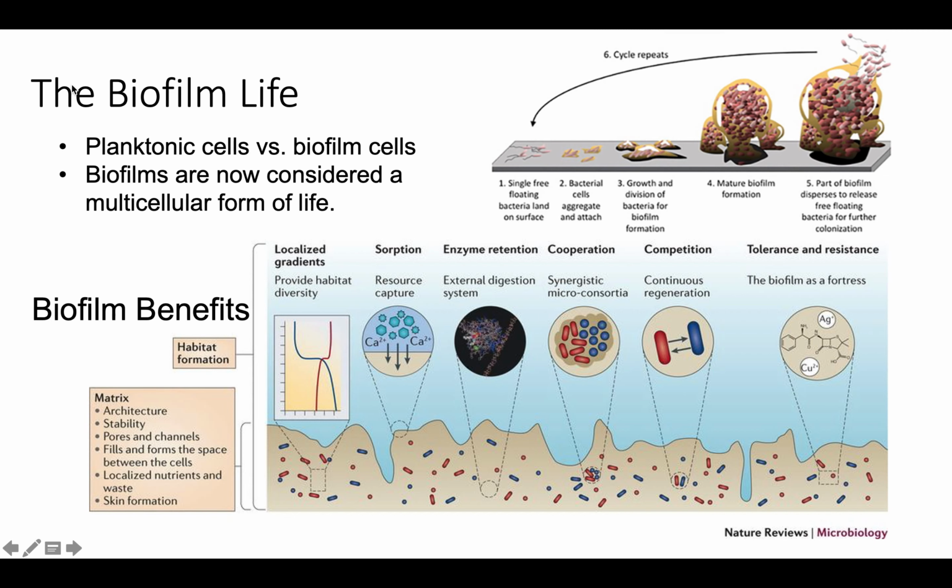And then it's a continuous regeneration. Cells are continually multiplying by binary fission. And you also will get horizontal gene transfer there. You will get even new types of bacteria. So the biofilm really is like a castle, a fortress. It is very tolerant and resistant to the environment. And this does include being resistant even to antibiotics.